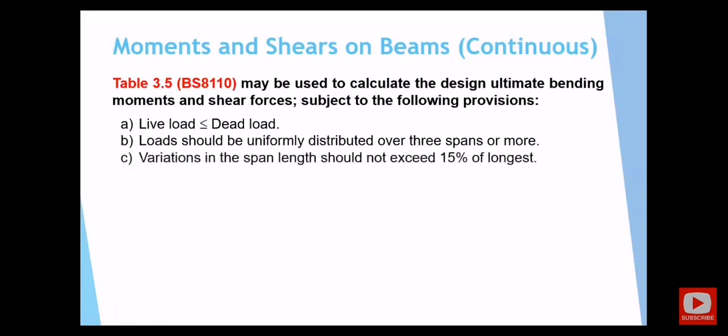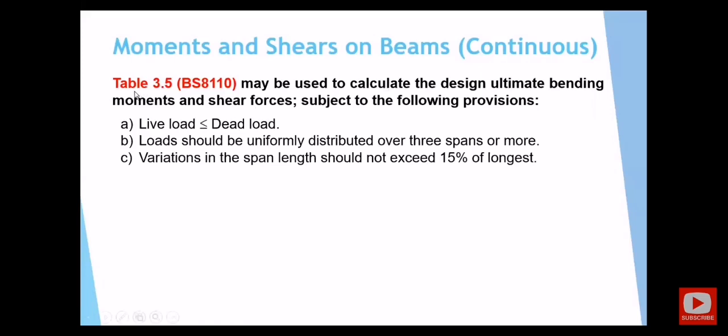What will be the third condition? The third condition: variations in the span length shouldn't exceed 15% of the longest span. So the spans should be somewhat close to each other, like 5 meters, 5.5, 4.9. The difference between the spans should be less than or equal to 15% of the longest span. Because if you have a big difference, this table 3.5 is not going to give you accurate results. And in this case, your design may be wrong and not satisfy the requirements.